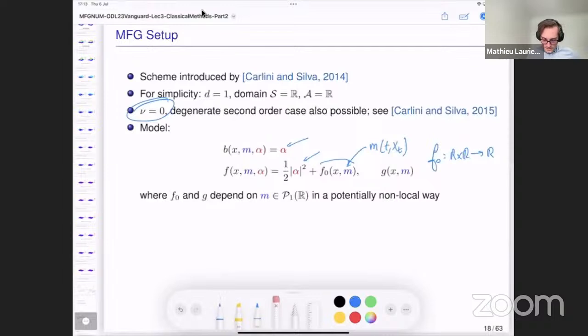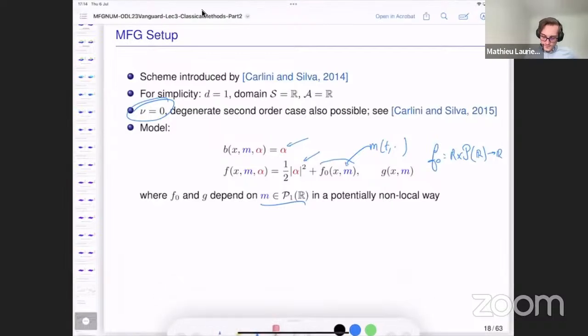Okay, sorry. Actually, in this model, we can take a non-local dependence. So here, let me correct that. This was for the previous model of congestion, sorry. So here we have potentially m_t, and here we have f from P(R) times R to R. So what I said was more for the previous model of congestion.